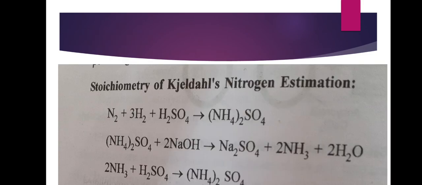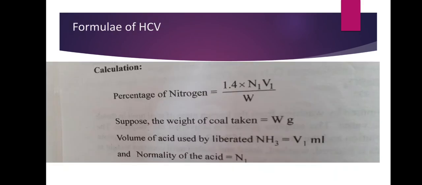Now these are the reactions. As you can see, nitrogen reacts with hydrogen and sulfuric acid. So in the Kjeldahl flask, ammonium sulfate is formed. Then this ammonium sulfate reacts with NaOH, and as a result sodium sulfate and ammonia gas are released. Now this ammonia again reacts with sulfuric acid and ammonium sulfate is formed.